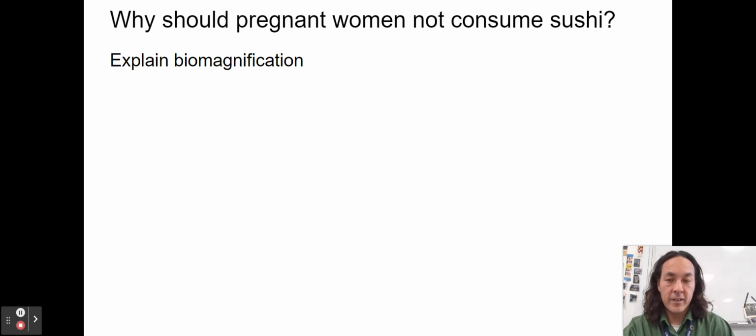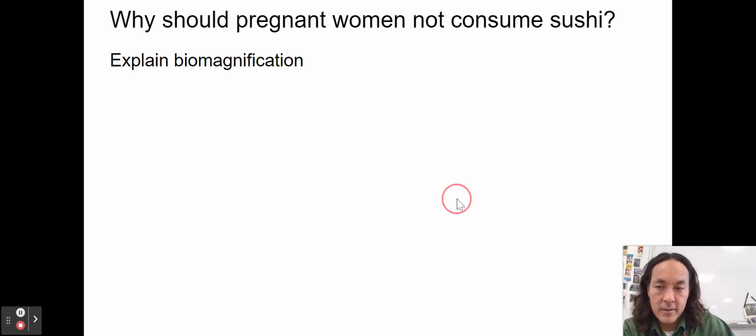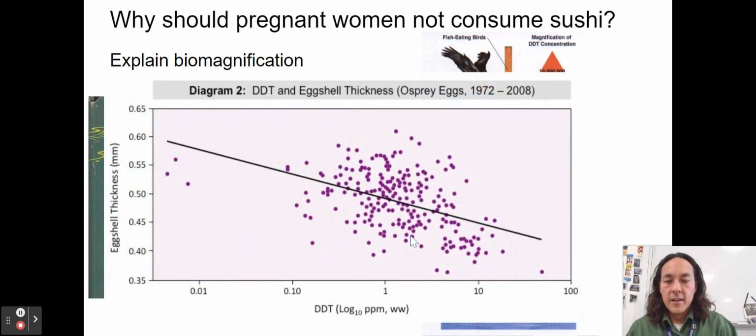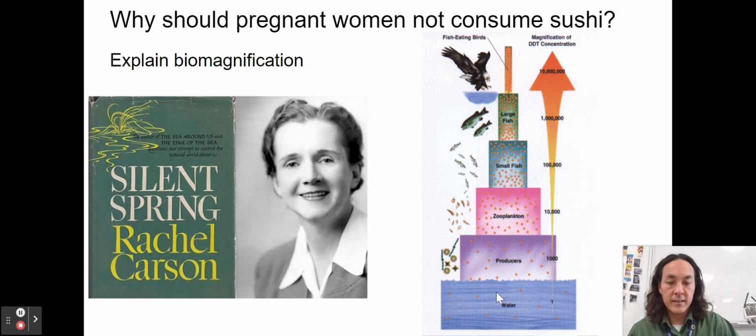Oh, we can't forget Rachel Carson. Why should pregnant women not consume sushi? So we did a lesson on biomagnification and persistent organic pollutants. As those pollutants get into the water, they're absorbed by the algae, which are eaten by phytoplankton and zooplankton. And because the pollutant is not metabolized, it's not burned up, it's not pooped out, it's not peed out, it just stays within the organism. It starts to biomagnify as it goes up the trophic levels. In other words, it becomes more concentrated and it can bioaccumulate in an organism.